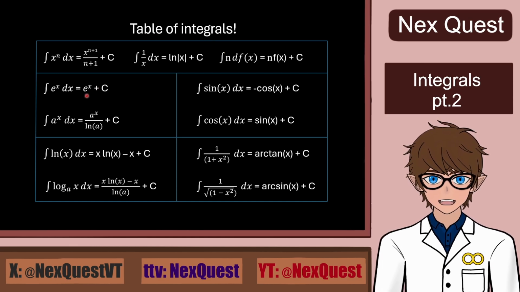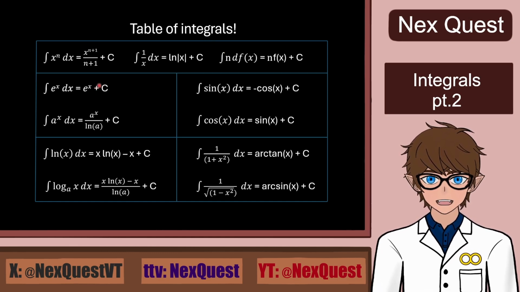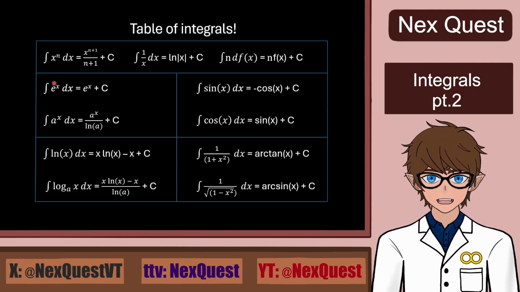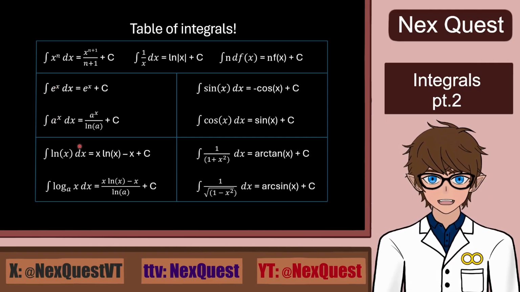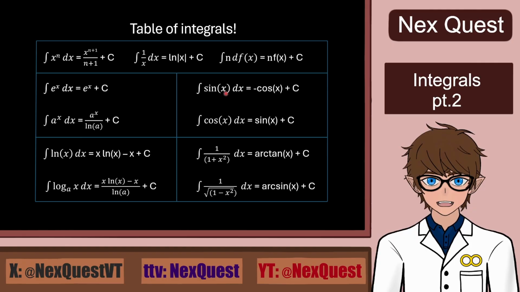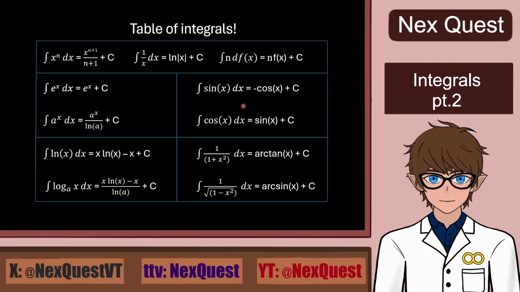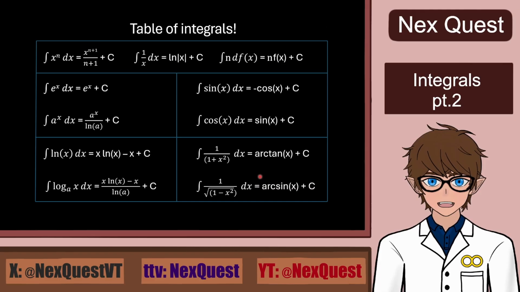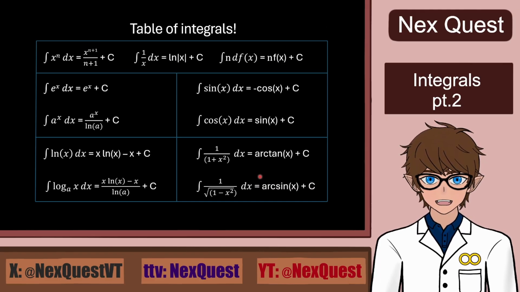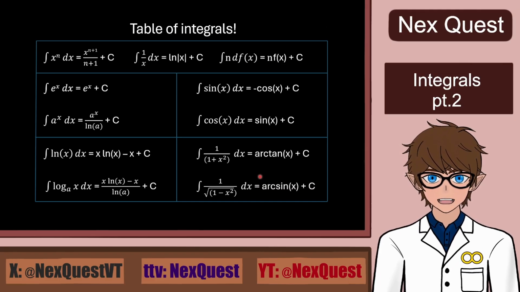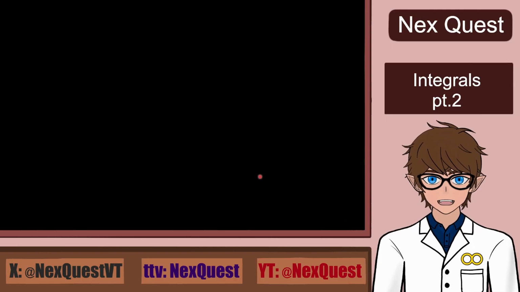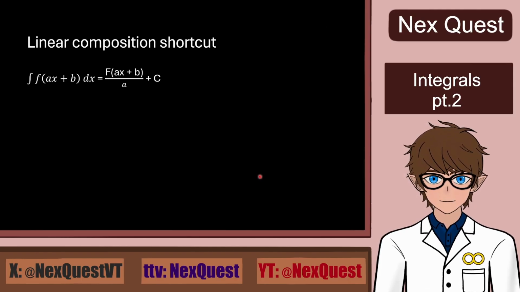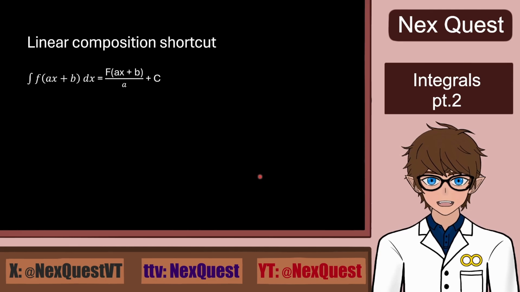Then on the left we have x in the exponent for the first segment, so some other constant and some e, and then the logarithms in the second segment. On the right we have trigonometric functions in the first segment and inverse trigonometric or arc functions in the second. Well, this will be handy going forth, so let's try to remember it, okay? Now that we know the basic rules and the table, it's time to learn the tricks. The first trick is the linear composition shortcut.